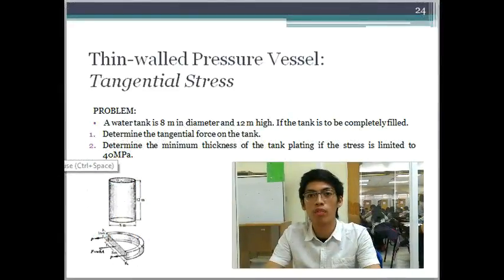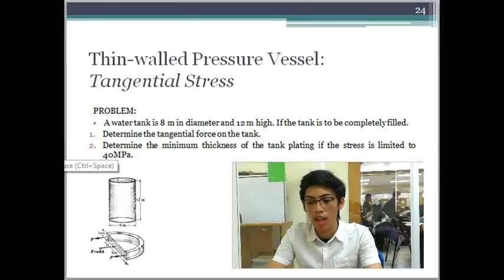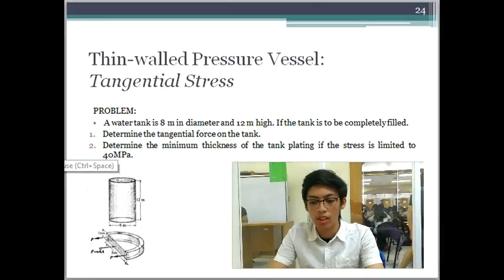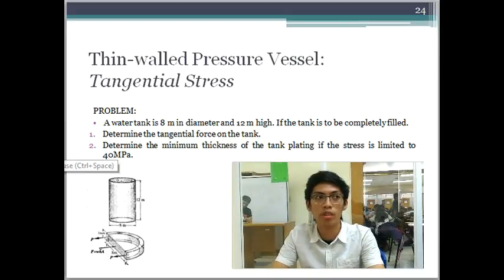An example of problem solving for thin-walled pressure vessels: a water tank is 8 meters in diameter and 12 meters high. If the tank is to be completely filled, first, determine the tangential force on the tank. Second, determine the minimum thickness of the tank if the stress is limited to 40 megapascals.